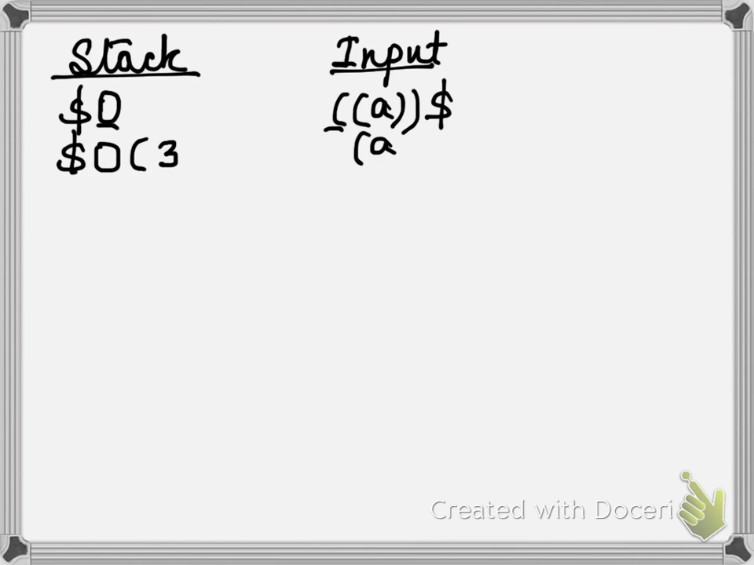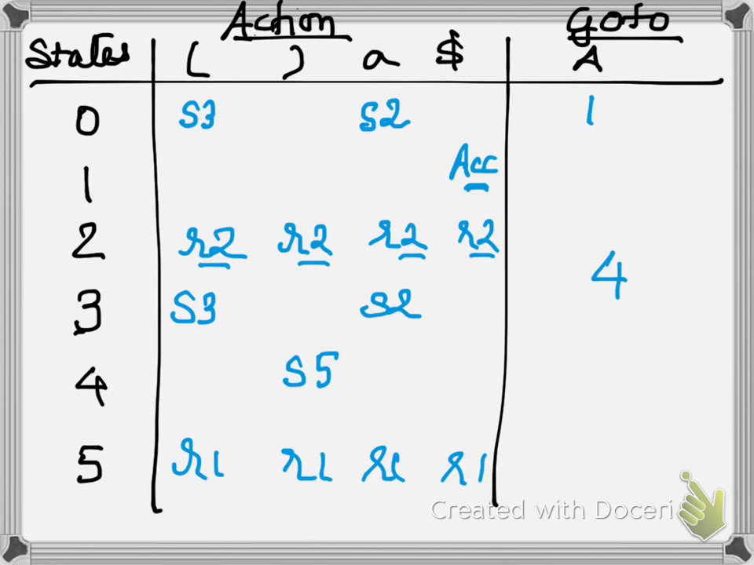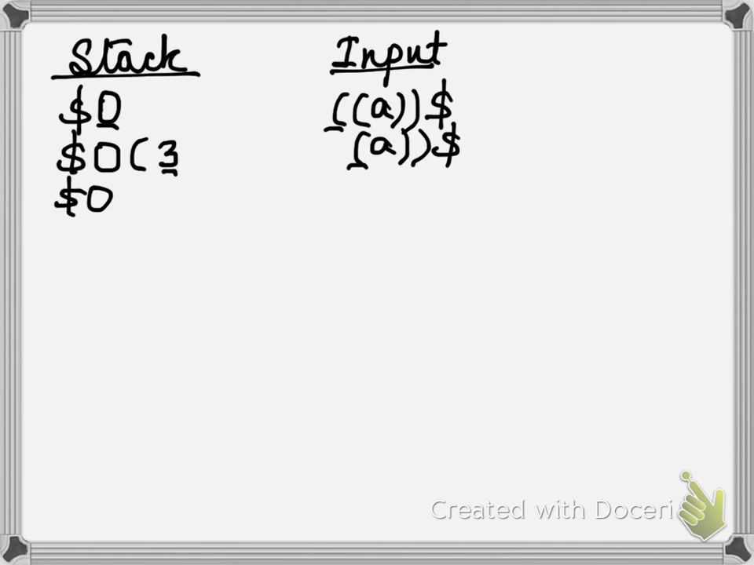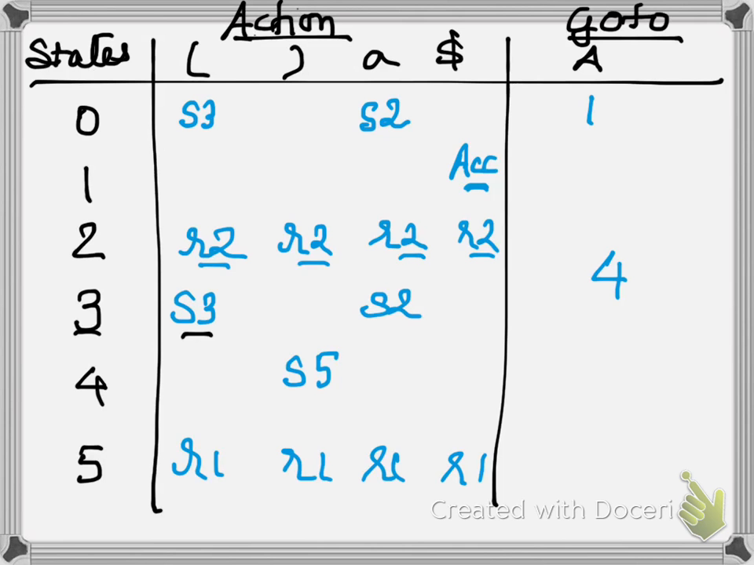Okay, so I have this left. We shifted not just the current input symbol, we also shifted the state. Next we have 3 opening parenthesis, and it is shift 3 again. So $0 parenthesis 3 parenthesis 3, and here I have this remaining. So again now 3 and A. So 3 on A is shift 2.